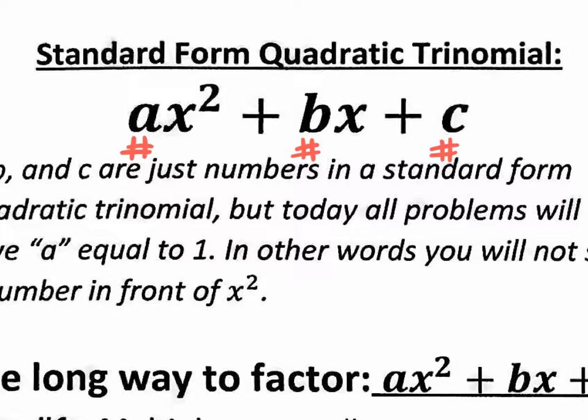Now, in today's assignment, all of our a values are going to be 1. Okay? All of them are going to be 1. In other words, you're not going to see a 3 here. You're not going to see a 5. You're not going to see any numbers because a 1 will be invisible, right? So let's take a look at a couple of those.